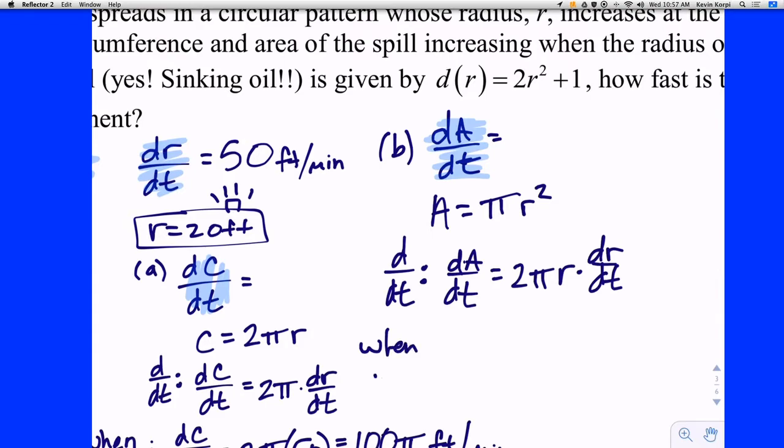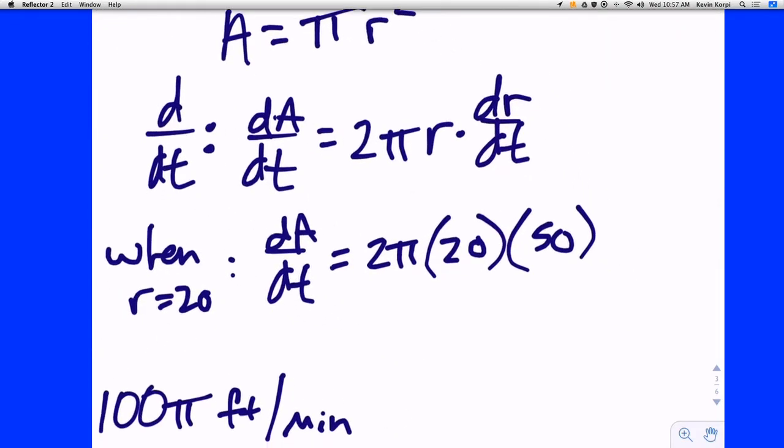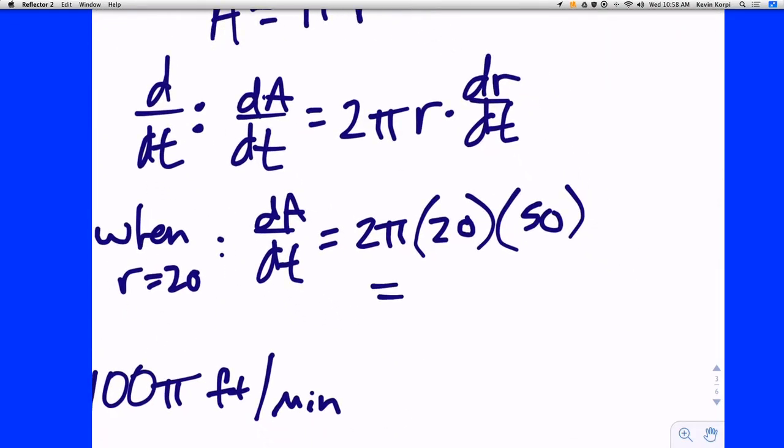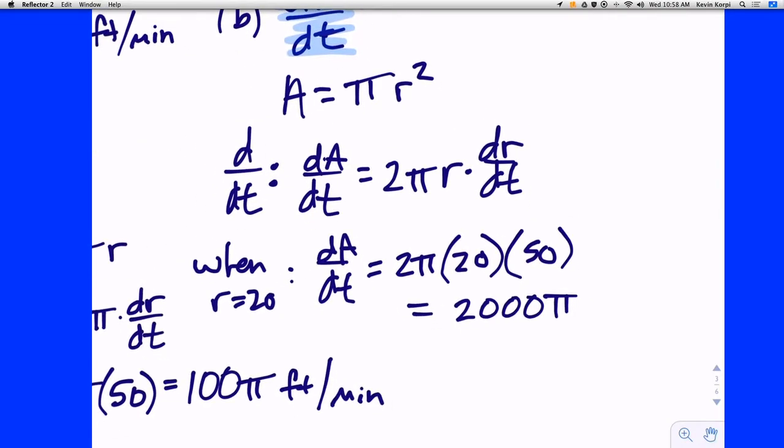So now we'll plug in when r equals 20, dA/dt equals 2 pi times r, there's the 20, times the 50, and now we get a big number. 4 times 5 is 20, with 2 more zeros, times pi, 2,000 pi. And the units are area over time, so that would be units of square feet per minute.